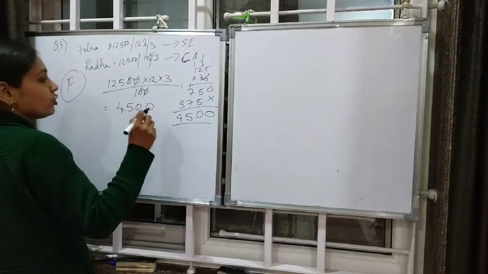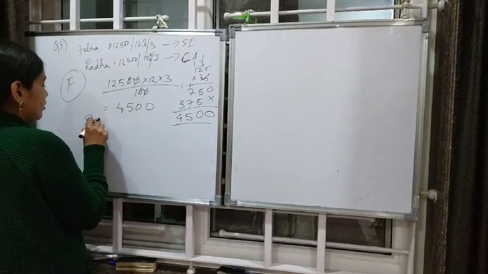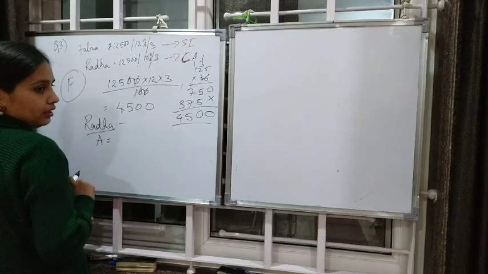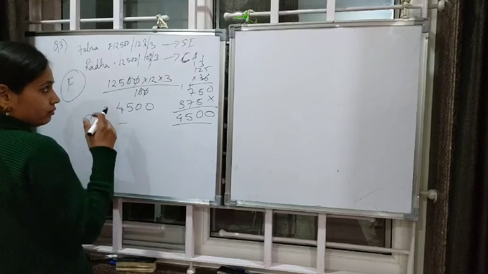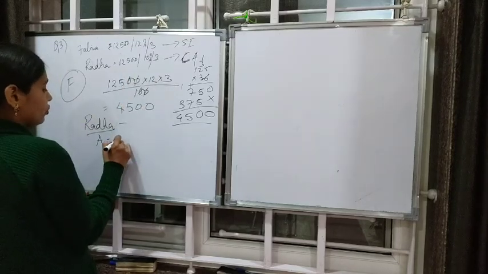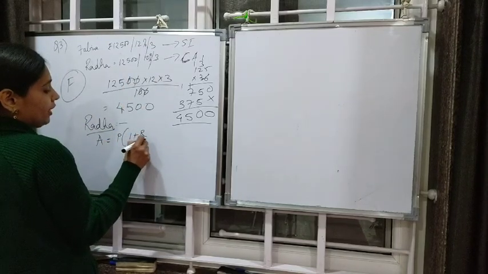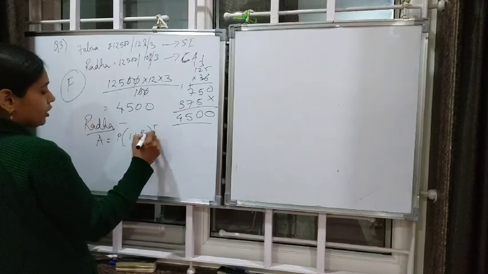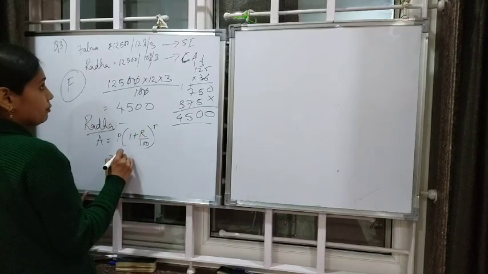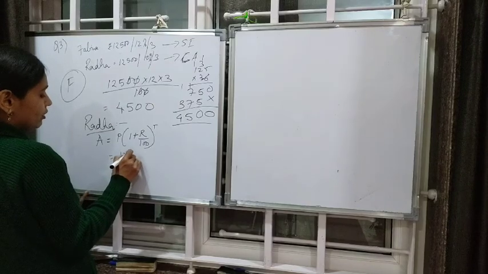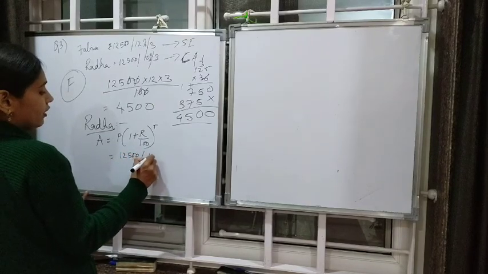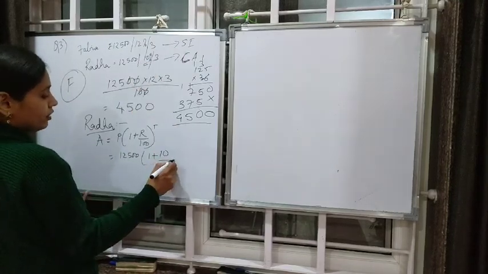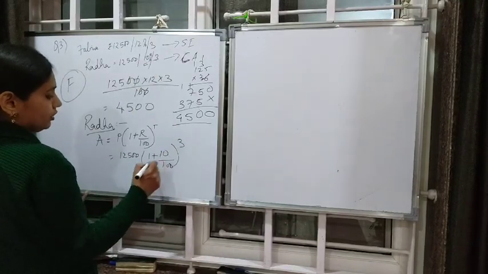Okay, now let's go to Radha. Radha is taking it as compound interest. Okay, the money is compounded annually. So her formula will be P into 1 plus R by 100 raised to T, where T is the time, P is the principal, R is the rate. So 12,500 into 1 plus, here the rate changes, that is 10 instead of 12, by 100 raised to 3.